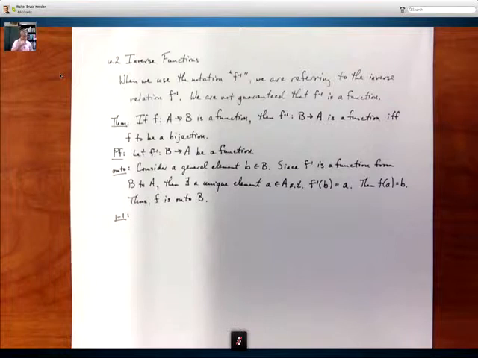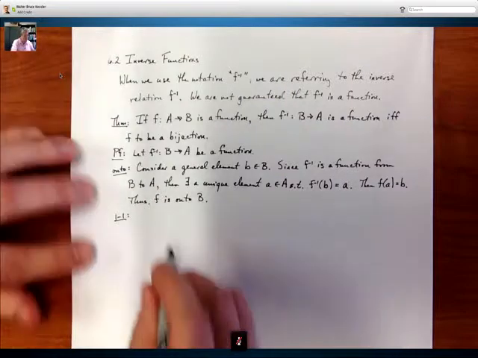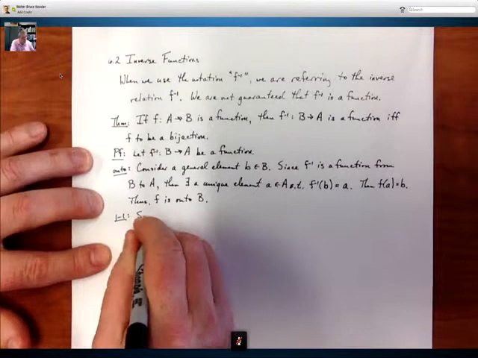Now let's tackle one-to-one. What we do here is assume there are a couple of things in the set A that, when they get over to the set B, F of this and F of that are equal. This is how we prove one-to-one.